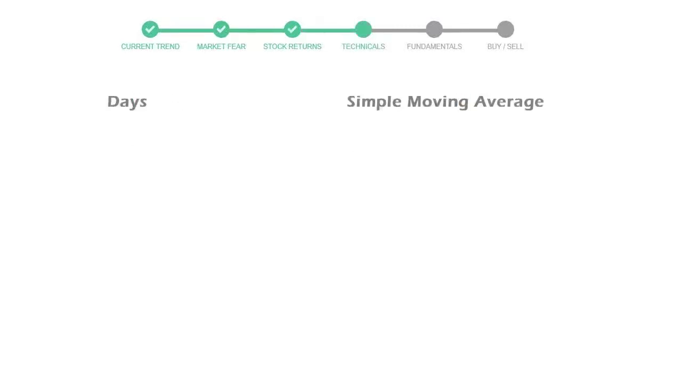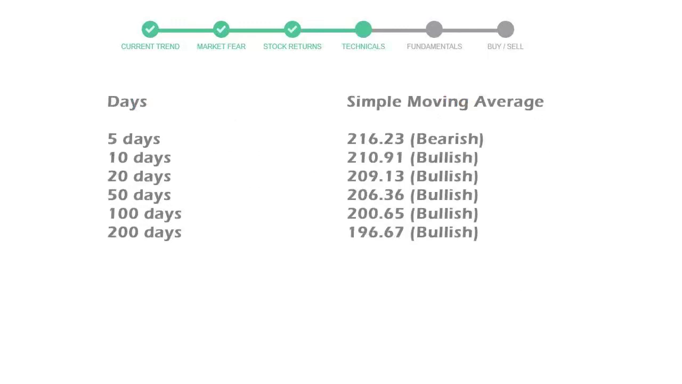Now let's have a look at simple moving average data. Moving average indicates what could be the next footprint of the stock price in the near future. 5-day average is 216 with a bearish indication. 10-day is 210 with a bullish indication. 20-day average is 209, which is a bullish signal.